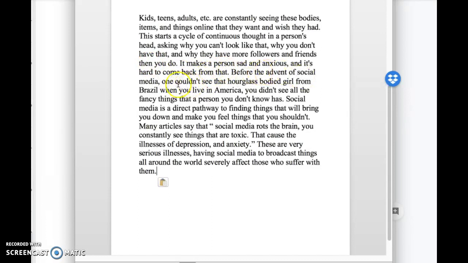Before the advent of social media, one couldn't see the hourglass-bodied girl from Brazil when you live in America. You didn't see all the fancy things that a person you don't know has. Social media is a direct pathway to finding things that will bring you down and make you feel things that you shouldn't. Many articles say that social media rots the brain. You constantly see things that are toxic. That cause the illness is of depression and anxiety. That's a little bit awkward. These are very serious illnesses. Having social media to broadcast things all around the world severely affect those who suffer with them.